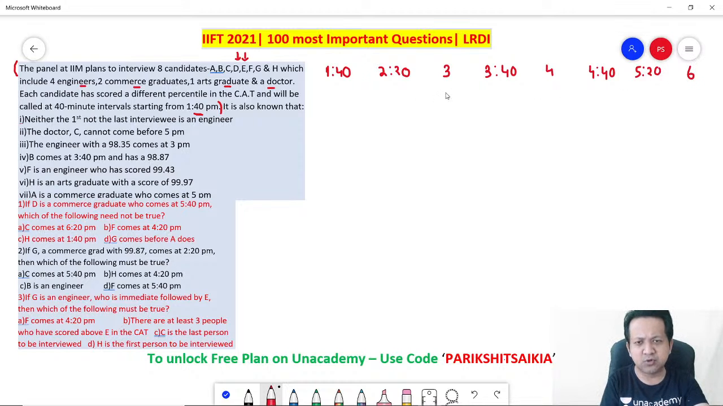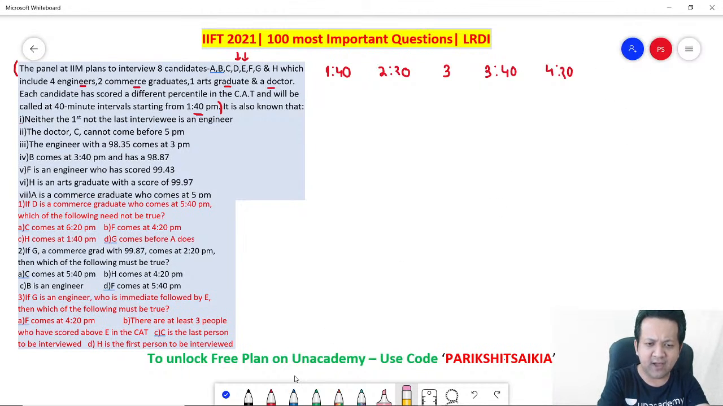So 1, 2, 3, 3:40. Sorry, this is 4:20. Just need to modify the time. 4:20. Then you have got 5 p.m., 5:40, and then you have got 6:20. Okay, these are the time periods.